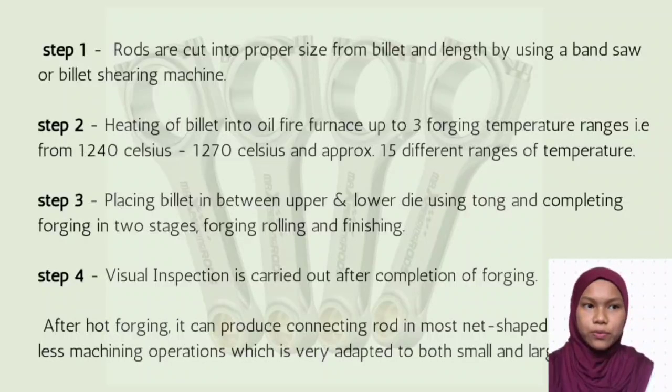Forging goes through stages: forging, rolling, and finishing. For step 3, visual inspection is carried out after completion of forging. After hot forging, it can produce a connecting rod in net shape, with less machining operation, which is very adaptable to both small and large.